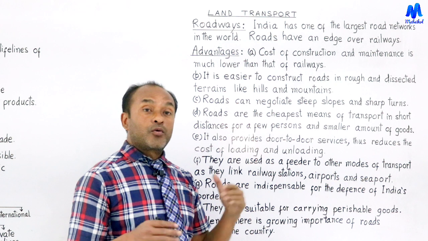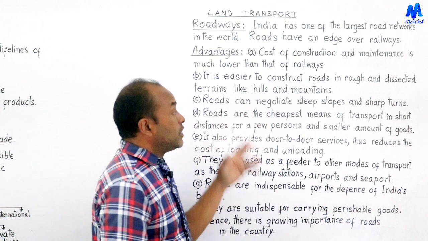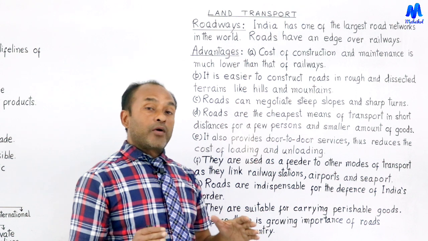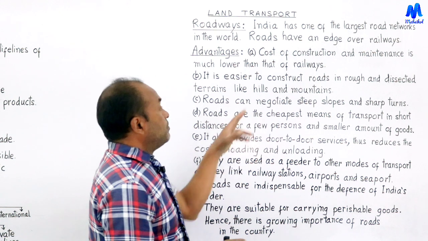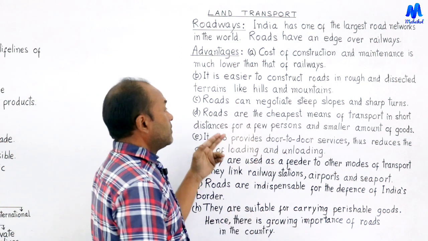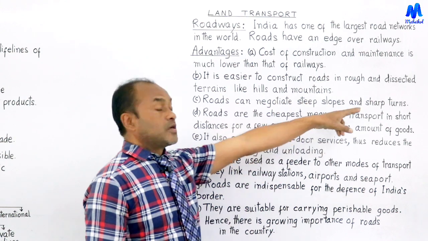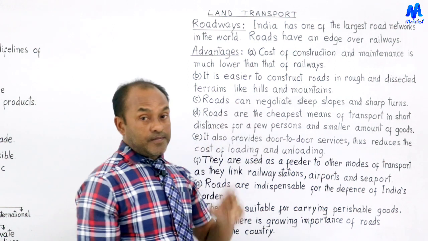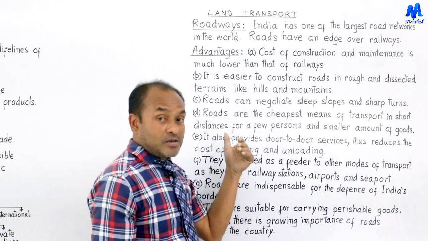So here again, we are going to discuss about the geographical difficulties of building roads in the hills and mountains. Okay, but when we are talking about the building of roads in the hills, it's very much easier than that of railways. Okay, and in number C, roads can negotiate steep slopes and sharp turns. For going up to the lofty mountains, we need roads, not railways, because they cannot do such things there.